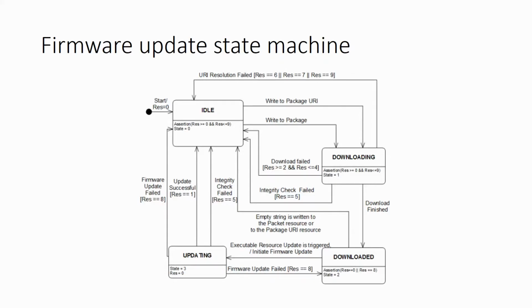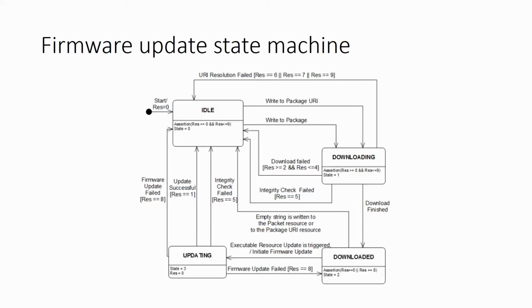So we're going to have a look at the firmware update process. In order to implement the firmware update smart object, you need to implement the state machine. The state machine consists of idle, downloading, downloaded, and updating states. And there is a resource for the state. There is a resource for the result of the update.